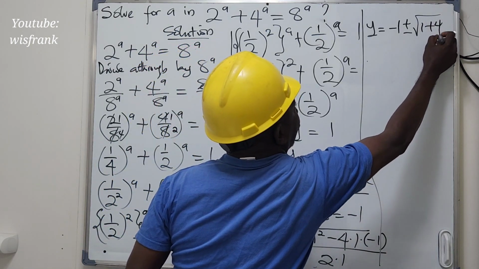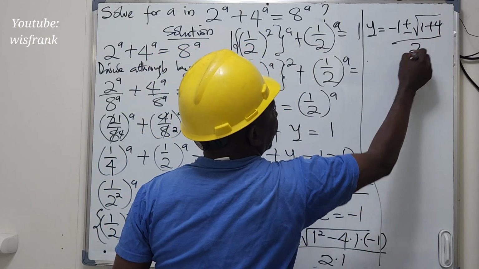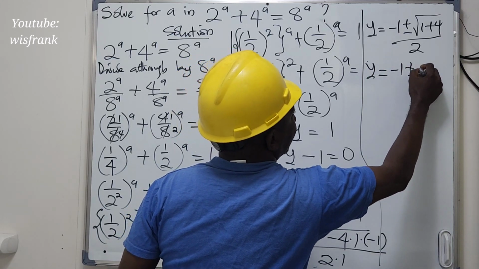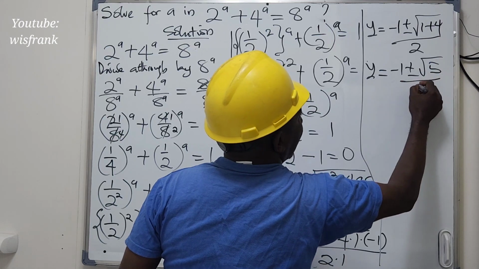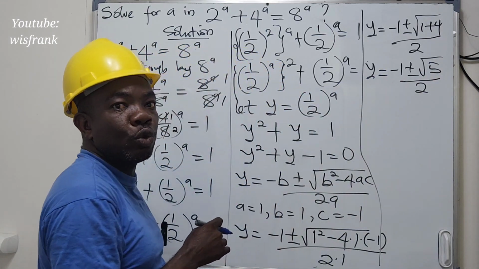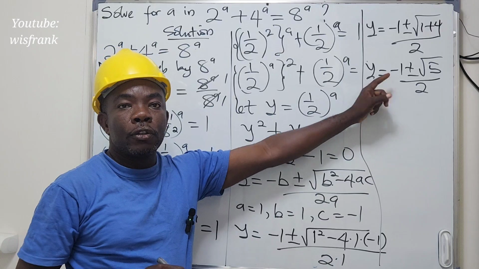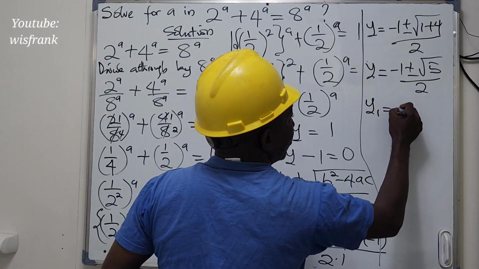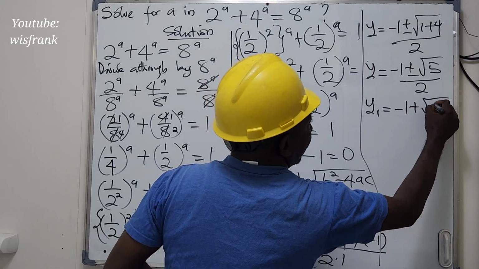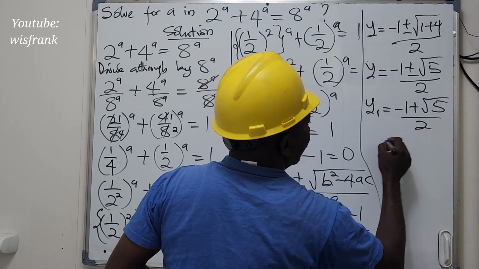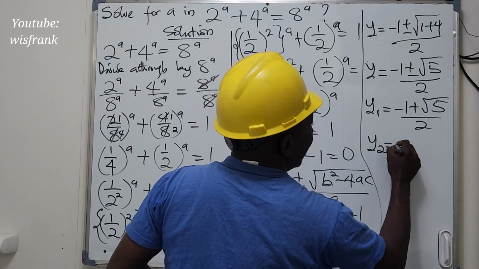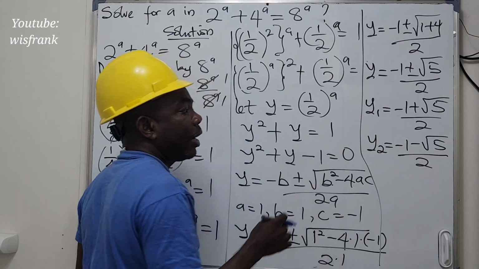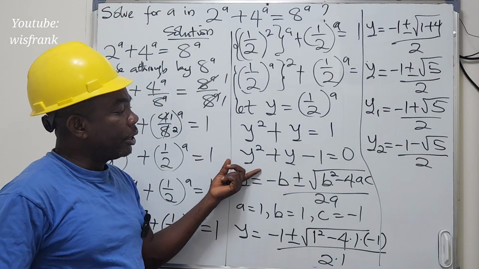So we have plus 4 all over 2 times 1, which is 2. So our value of y will be equal to minus 1 plus or minus square root of 5 all over 2. Here y has two solutions because it contains plus or minus. The first value, y1, equals minus 1 plus square root of 5 all over 2. Then we have y2 as minus 1 minus square root of 5 all over 2. So these are the possible values of y that we have from this equation.